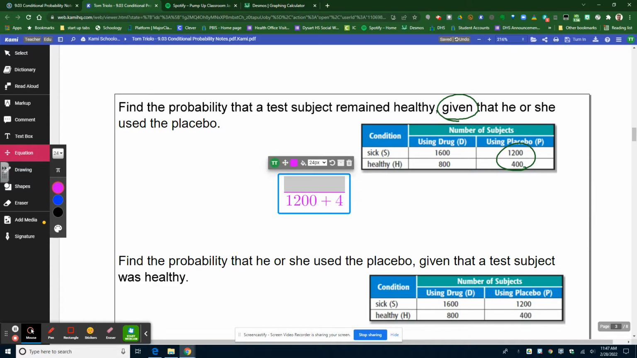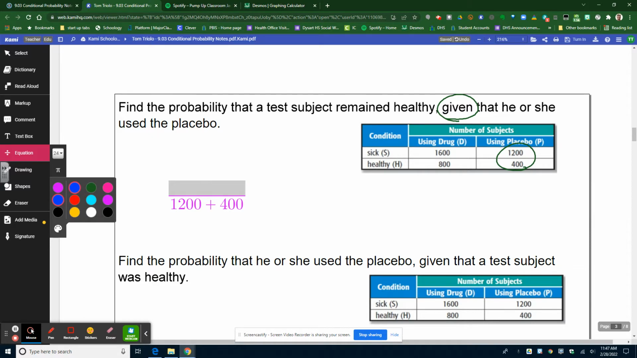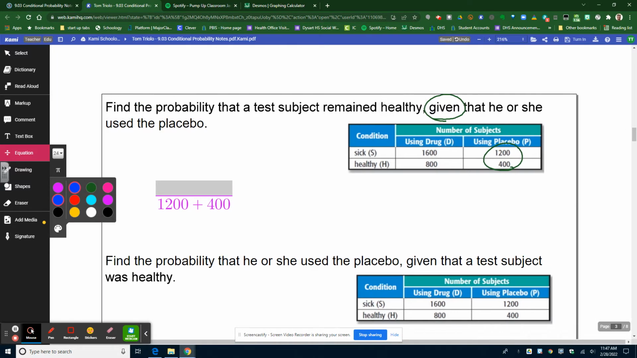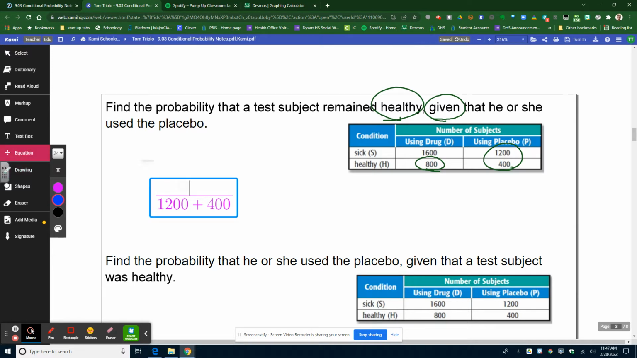And if you want to add them in your head, that's fine. But I'd like to show all the work, at least for the first few. And then the next part is, find the probability the test remained healthy. So my healthy ones is just the ones that is right there. So that's my 800. Okay, so given that they had a placebo.